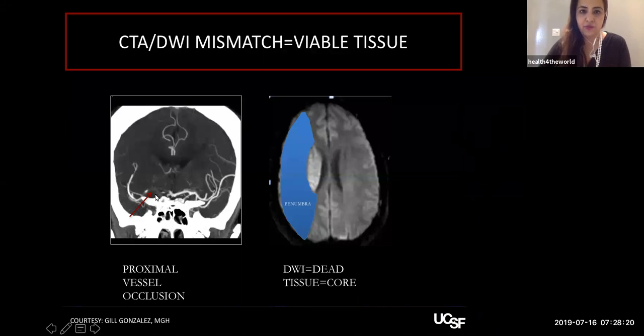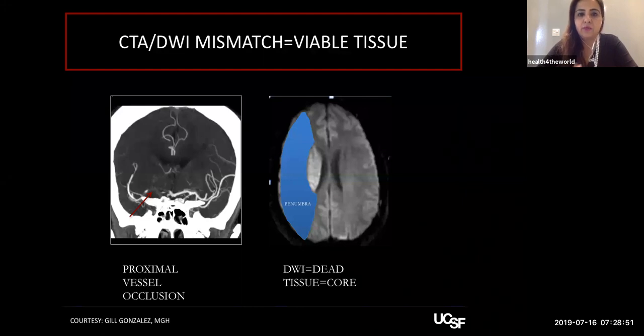All right. So there's a very important concept of CTA DWI mismatch. If the stroke patient ends up getting an MRI, and this is what you see, a proximal vessel occlusion, which is an M1 clot, and you see a small core or dead tissue, then you automatically know that the remaining tissue is the penumbra. So the question which somebody might ask you as a radiologist is, why should I do MRI on stroke? It takes time, and you can just do a quick CT perfusion.